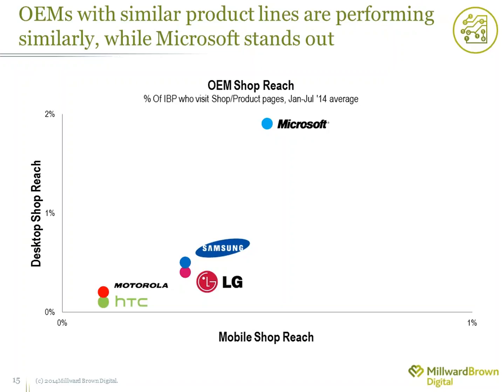Essentially what this chart is showing is the reach to the shop pages of the internet browsing population. So the way to think of that is, of all of the people who were shopping on mobile devices, who were in the mobile population, just about 0.5% of them shopped product pages at Microsoft. And similarly, going up the left axis, of all of the desktop internet browser population, just below 2%, around 1.9%, shopped Microsoft products or services.